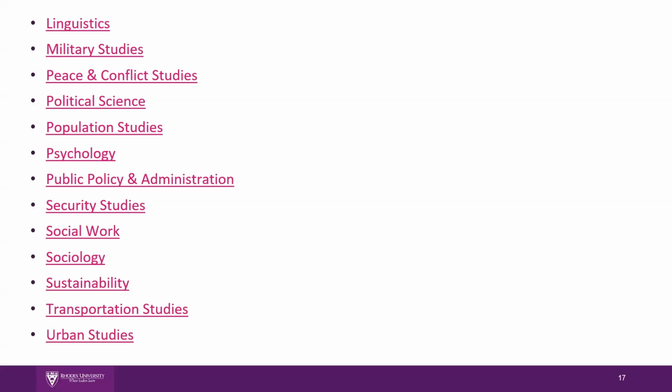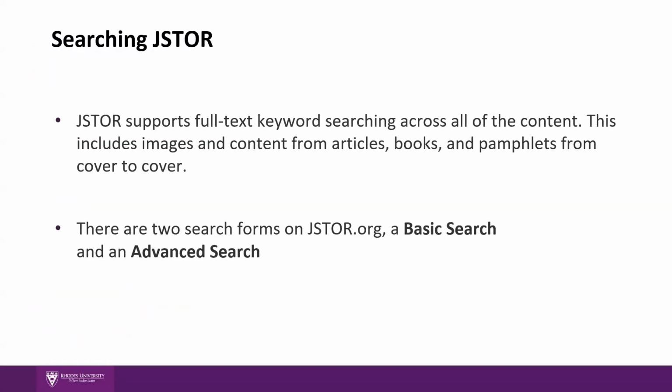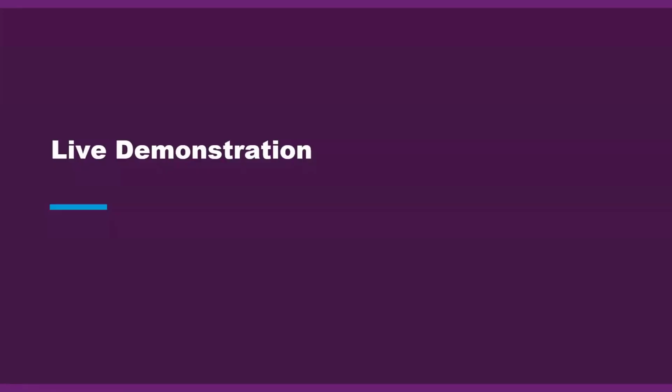This is just a continuation of the subjects that are covered on the JSTOR database. In order to search on the JSTOR database, there are two ways to go about it. It is a database that supports full text keyword searching across the different content that it has available, which ranges from book chapters, books, journal articles, pamphlets, or images. There are two search forms on JSTOR. There is a basic search as well as an advanced search. Both of these we will illustrate as we now head over to our live demonstration.